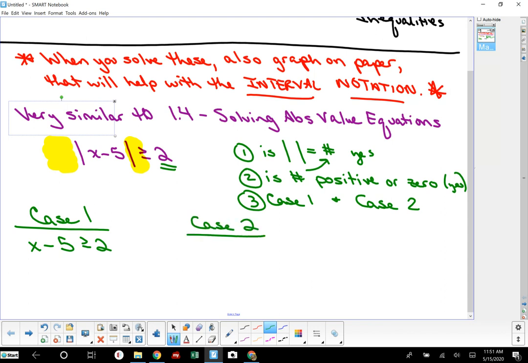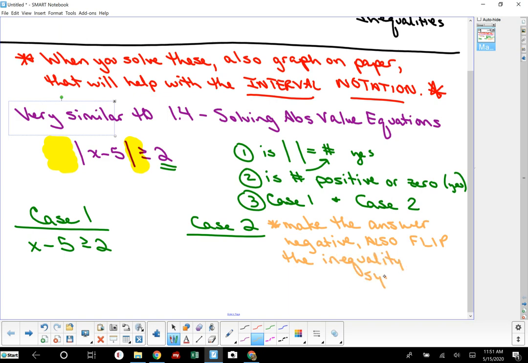Case 2, however, has a change. You not only make the answer negative, you are also flipping the inequality symbol when you do these. So this is going to look like x minus 5. We're going to take this and flip it, so it's going to be less than or equal to, and we're going to make this negative. Okay, so that's how those two things change.